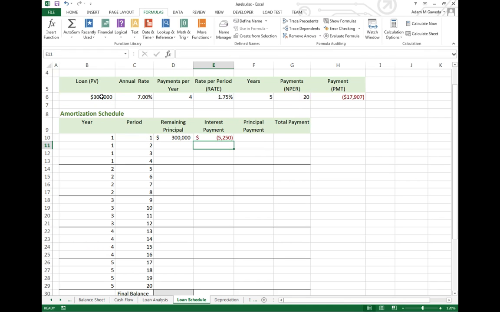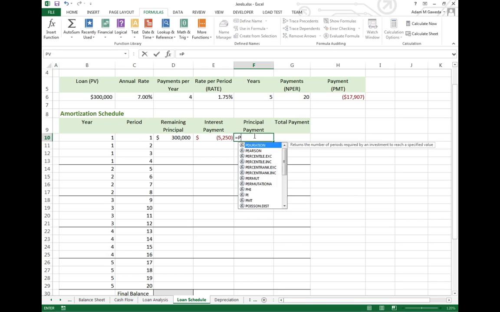What we see is the first payment we make, a good chunk of the payment that we're doing is going to be geared towards our interest, $5,000 at least. So how do I find out how much I'm doing to my principal? Well, just like I had an IPMT, I have a PPMT.